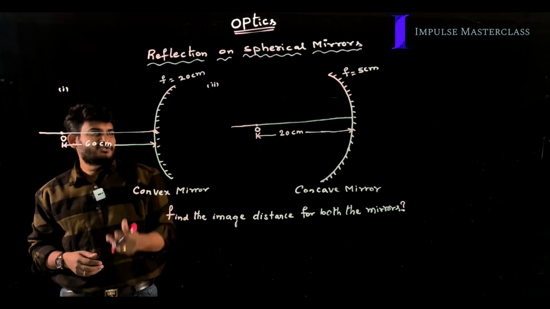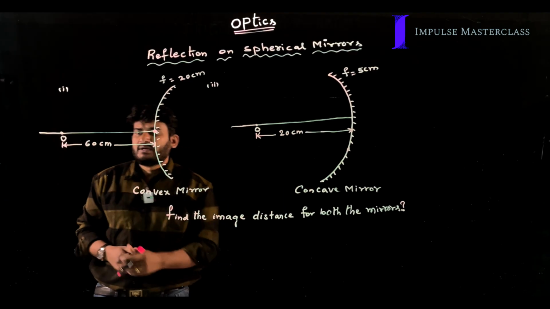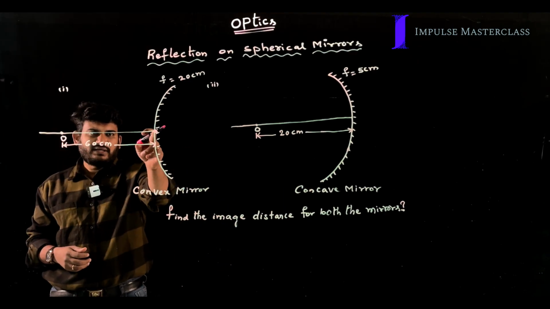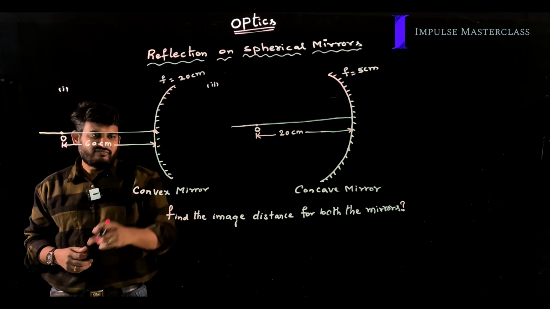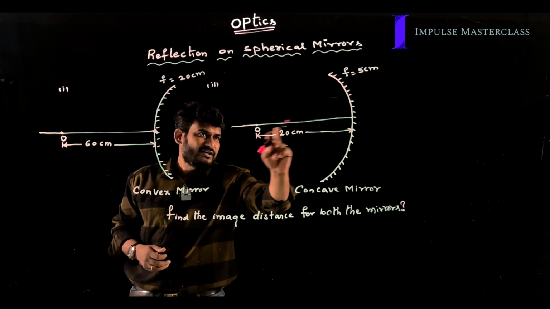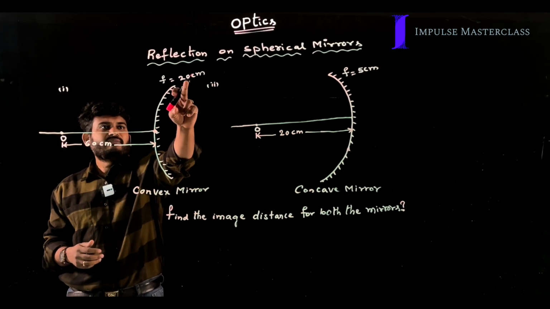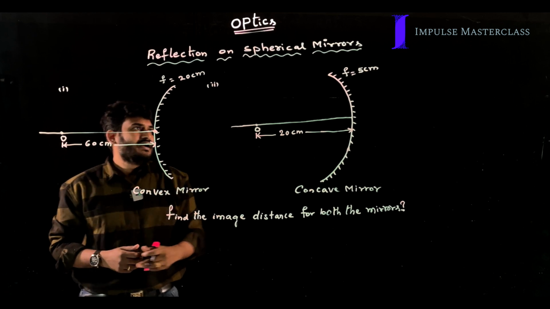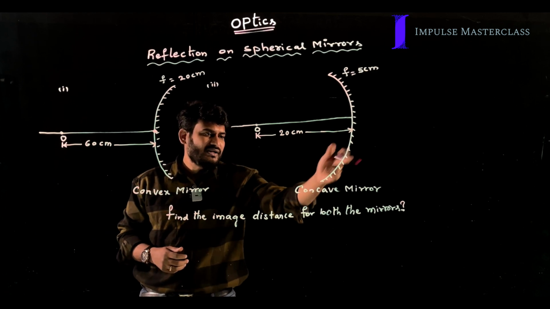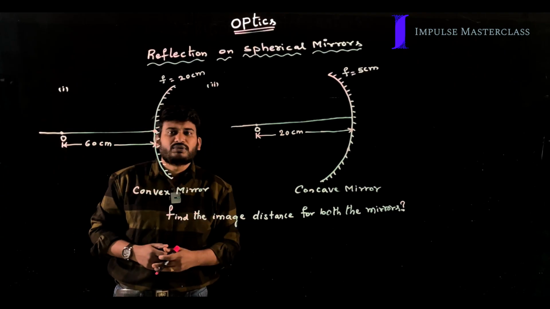Students, let's have a look at these two questions. This one is a convex mirror, this one is a concave mirror. Here, an object is placed at a distance of 60 centimeter from the convex mirror, and here the object is kept at a distance of 20 centimeter from the concave mirror. Here 20 centimeter is the focal length of this convex mirror and 5 centimeter is the focal length of the concave mirror. Now find the image distance for both the mirrors.